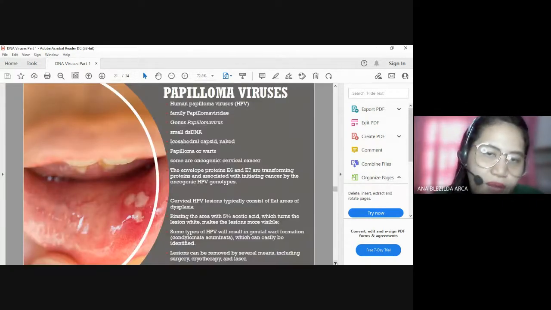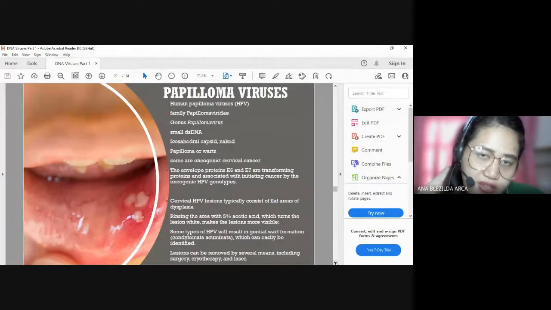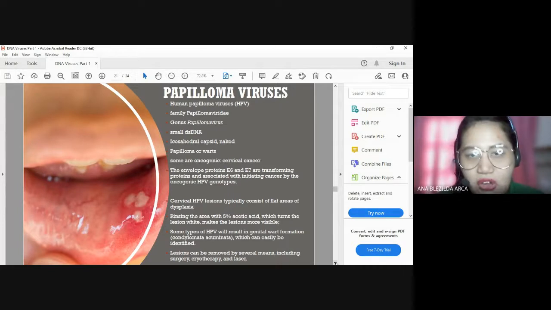Now, for the papilloma infection naman, this is the one that causes the cancer. Pero, hindi lang naman kasi yan cervical cancer kapag papillomavirus. Pwede rin yan mag-cause ng cancer sa mga lalaki. Kasi nga, di ba, sexual contact yan, di ba? So, kailangan dalawa sila magkaroon ng infection for that.